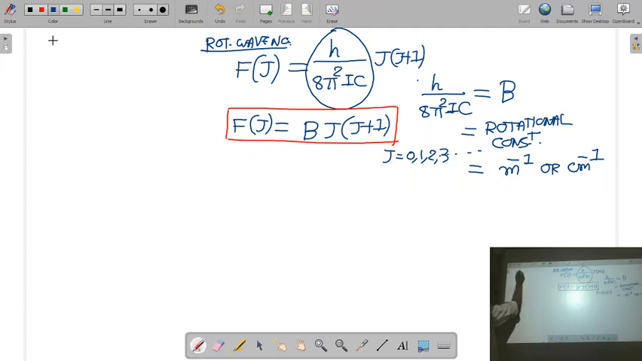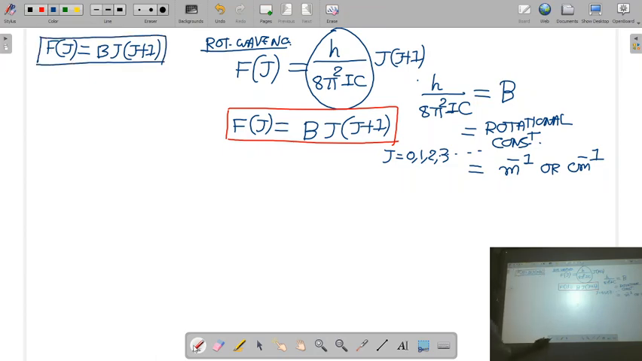I write the equation for the rotational wave number here. The rotational wave number is F(J) = BJ(J+1). Now we will draw different rotational energy levels of the molecule, because due to the rotation, the molecule has different rotational energy levels, in which the rotational energy of the molecule will be different. So I draw some rotational energy levels of the molecule. This is the lowest level, J is equal to 0. This is the lowest rotational energy level, J is equal to 0.